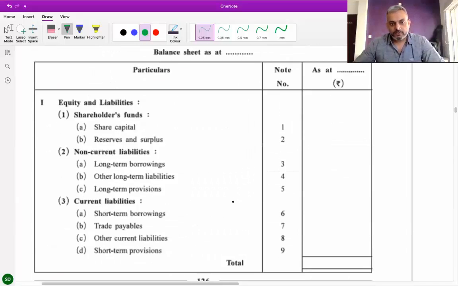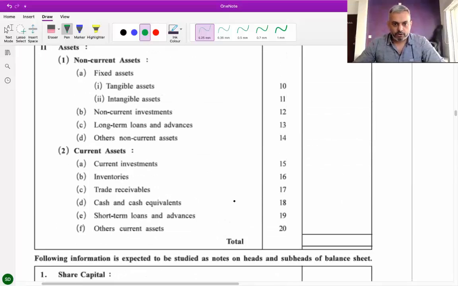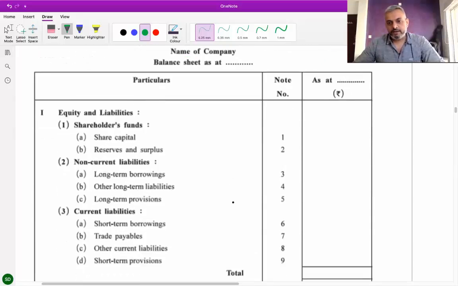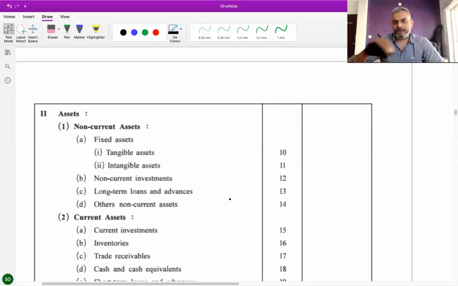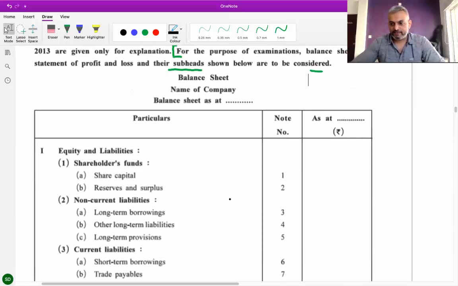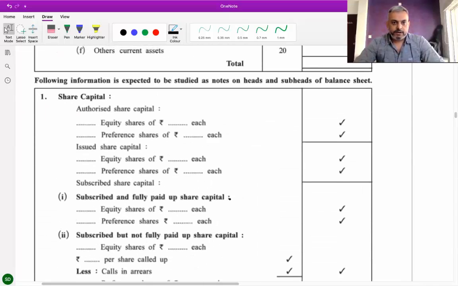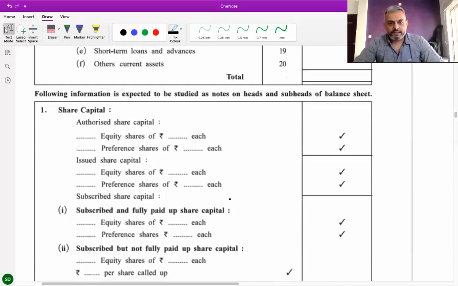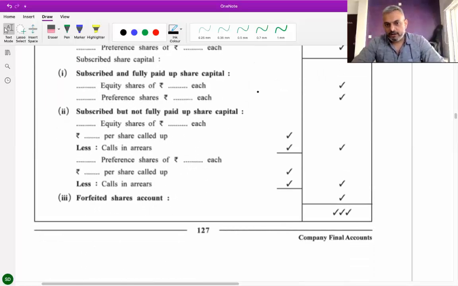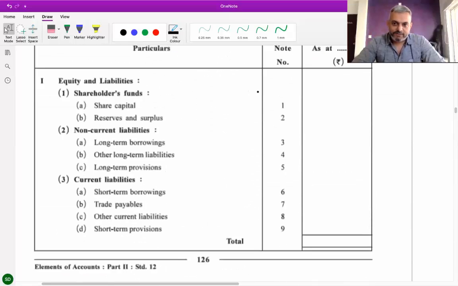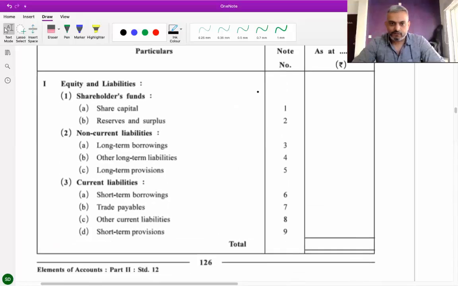Now you can just have a view of this, and then we will be making this format in the notebook. So make a similar format in your notebook, and while writing the format I'll explain the different headings and all the important things. Please make a format like this. Now, the notes on heads and subheads of balance sheet are also to be learned, but top priority is to be given to this main format. The sub notes and all, later on we will take care of it. First we are going to learn and study this format.